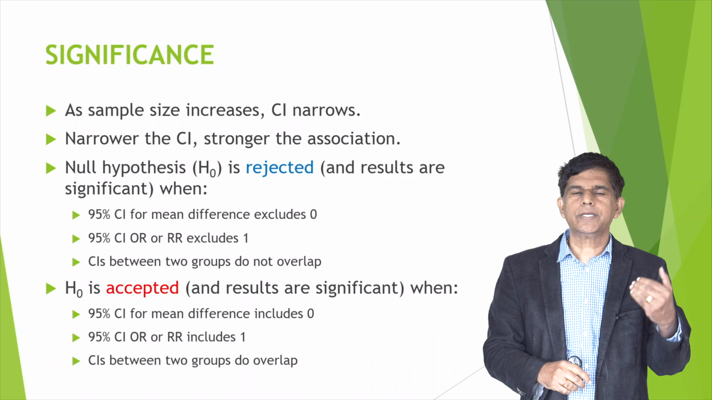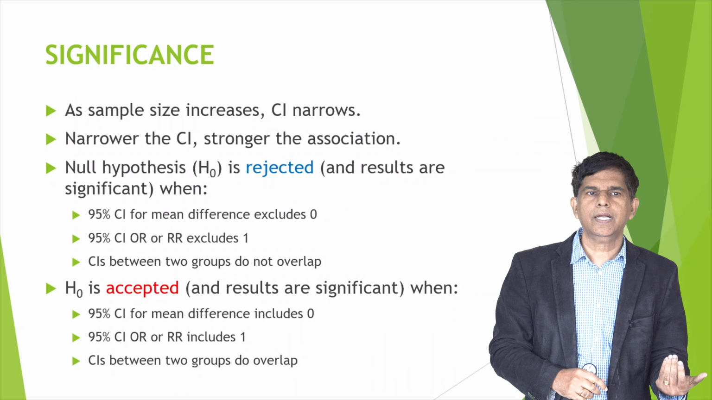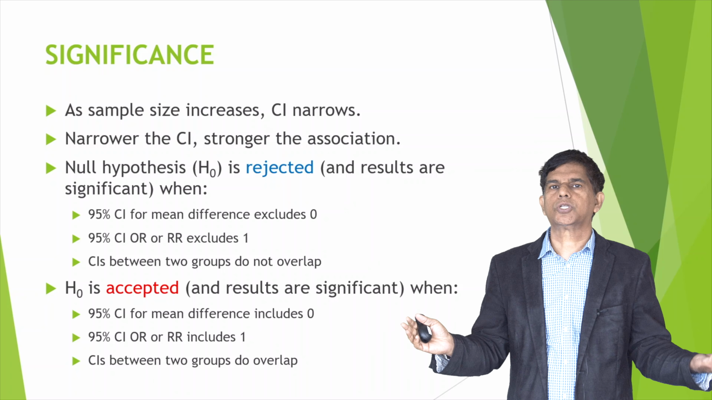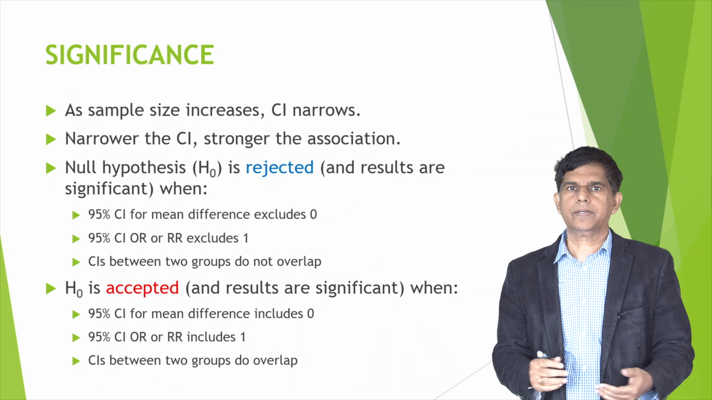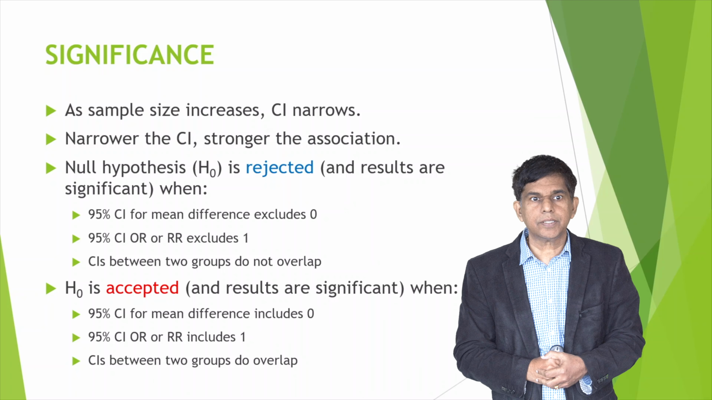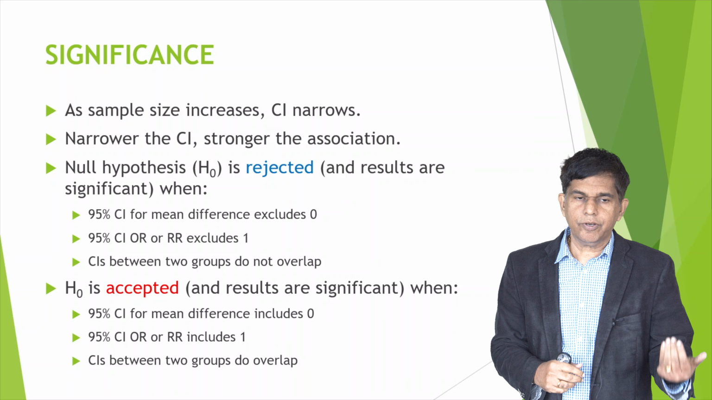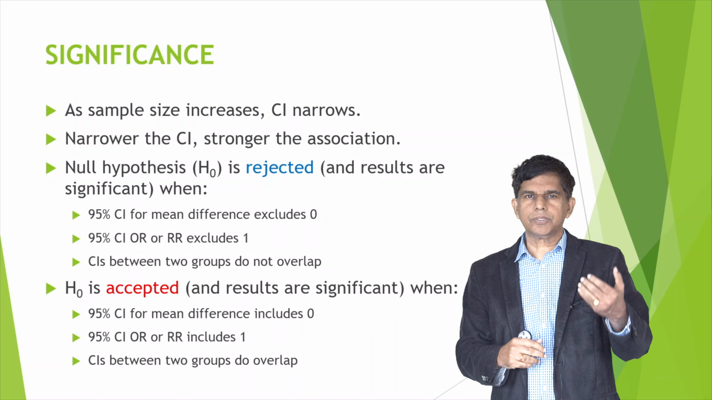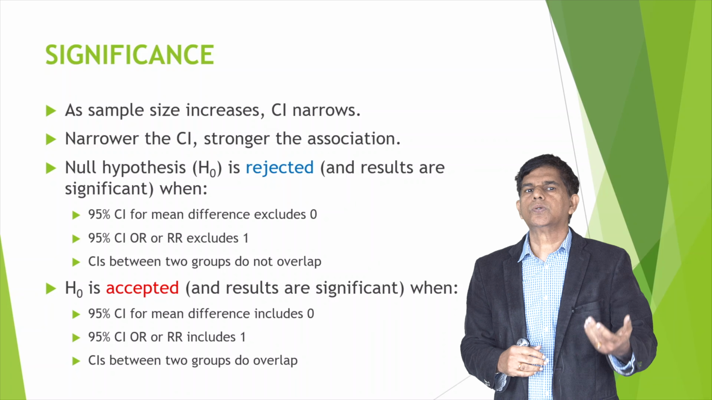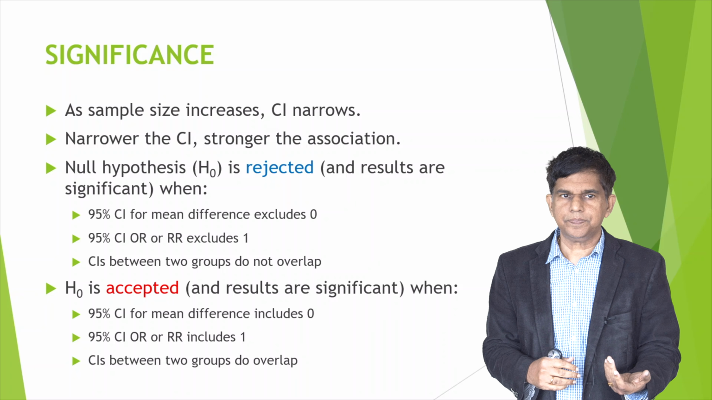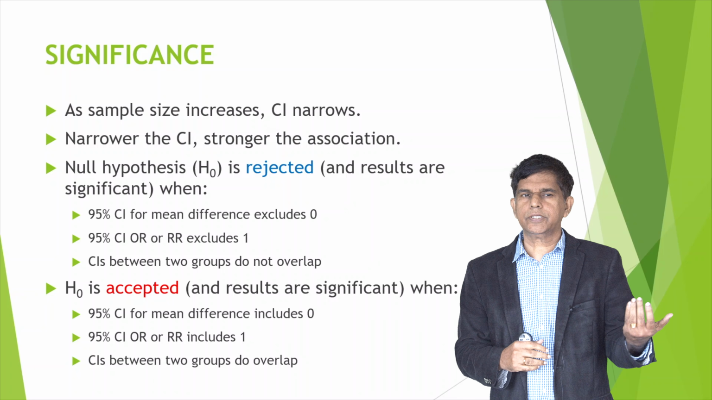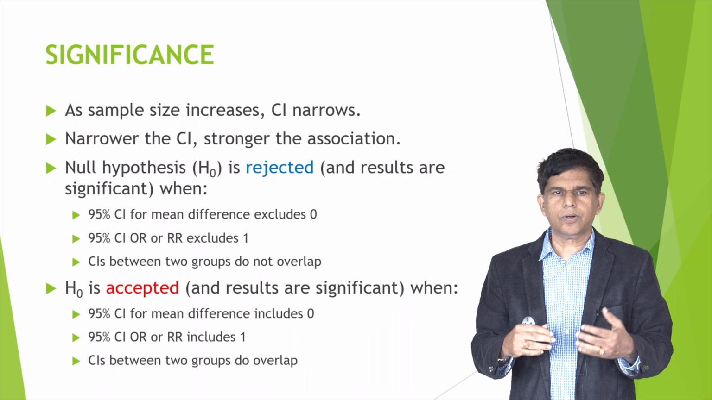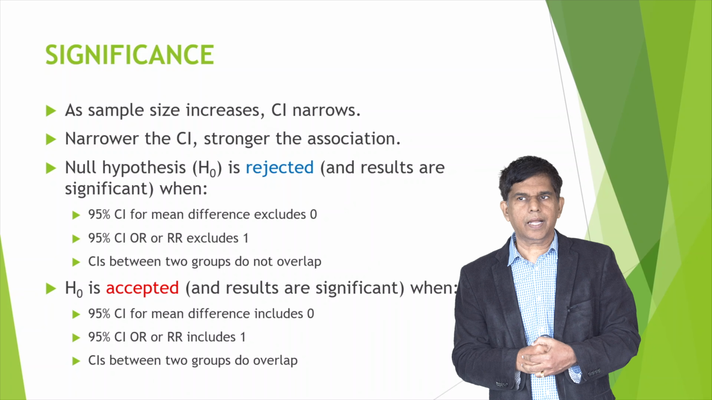You can reject the null hypothesis if the 95% confidence interval for the mean difference excludes 0. Remember that. You can also reject the null hypothesis when the 95% confidence interval for an odds ratio or relative risk excludes 1, because it's a ratio. And if the confidence intervals do not overlap, you can reject the null hypothesis.